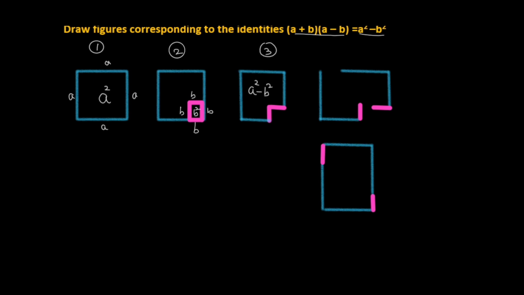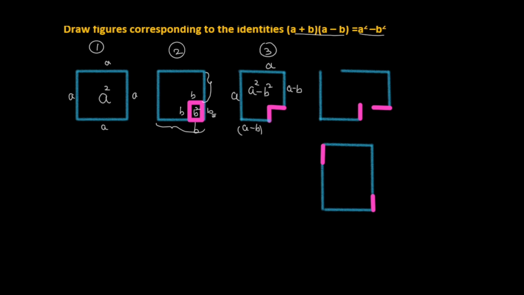The third diagram is not a regular shape, we cannot use any formula, but comparing 1 and 2, in diagram 1 the area is a squared, in diagram 2 we remove the square b squared from a squared. The remaining occupied space is nothing but a squared minus b squared. Look at the sides. This side length a remains the same, here also a remains the same, but what about this side? From a we are removing b, so this length is a minus b. Here also, the total length is a, from that we remove b, so this length is also a minus b.